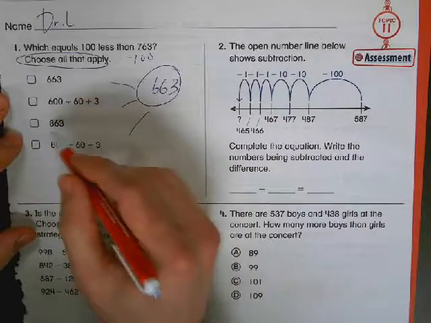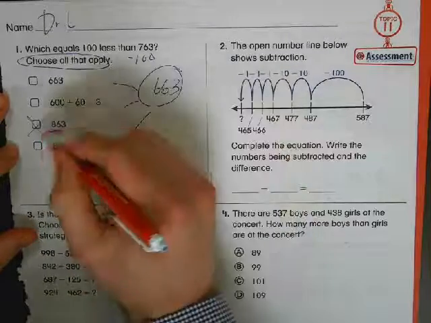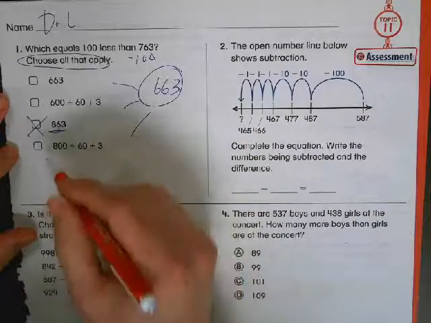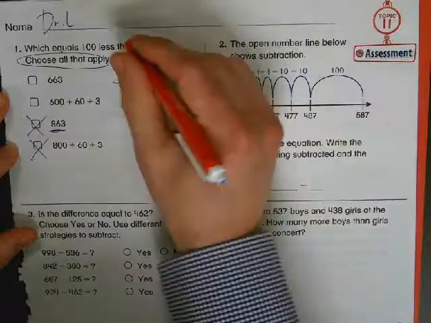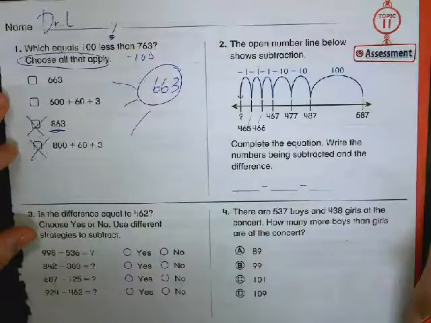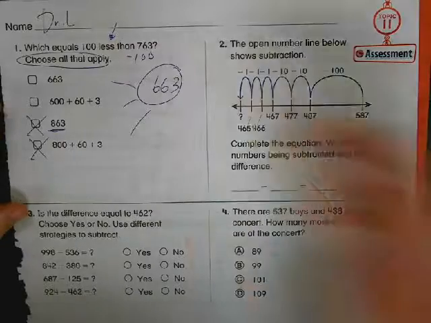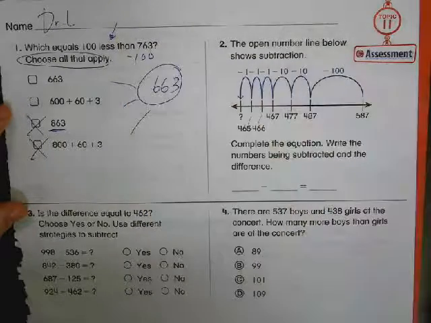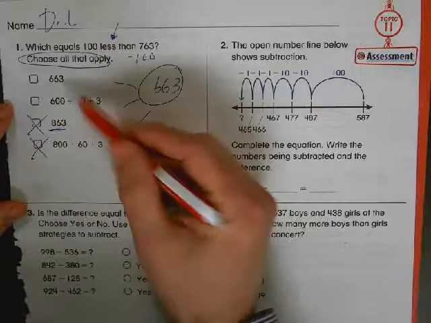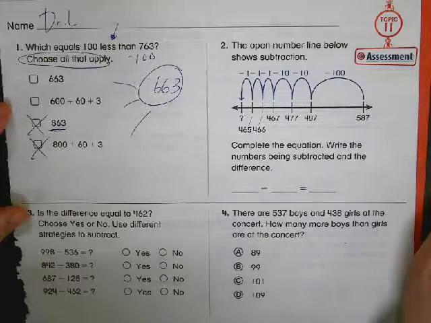We know it's not this. Can't be 863. So make sure, tomorrow on the test it might say 100 more, or it might say 10 less. So be careful. Less means fewer. So then taking a look at these two, you have to figure out if those actually work or not.